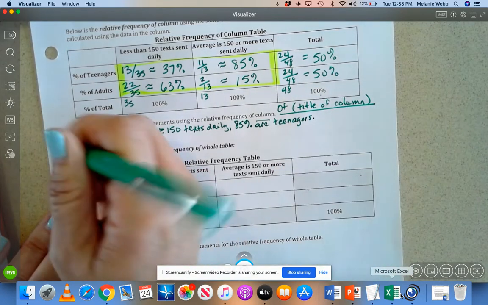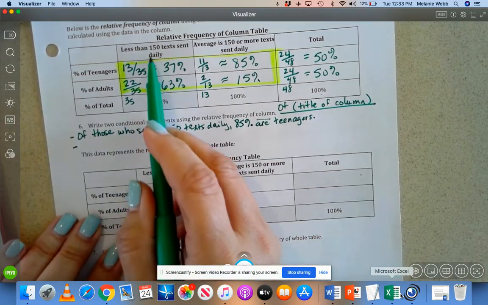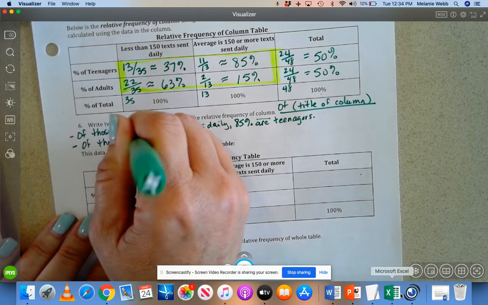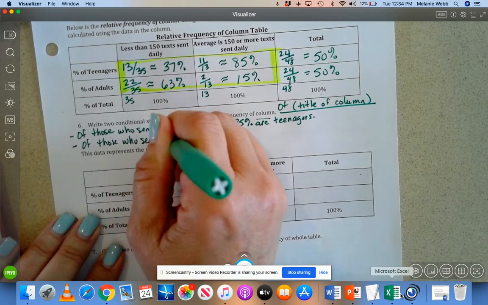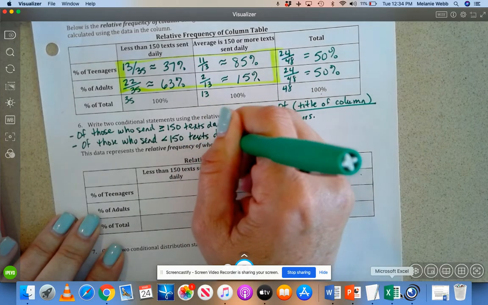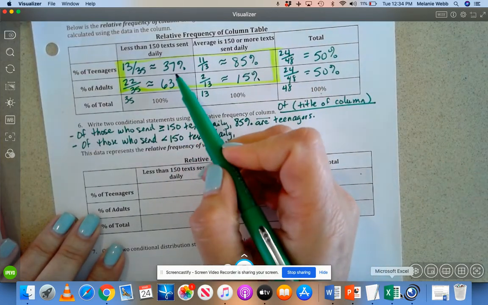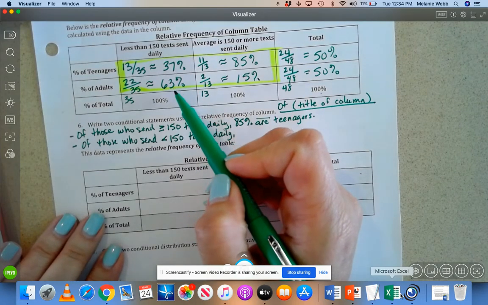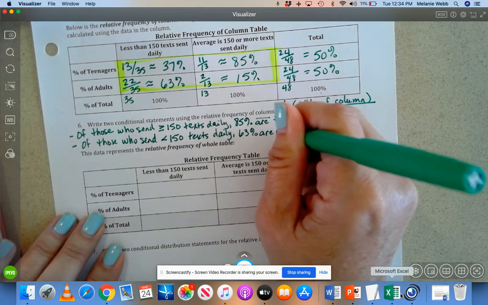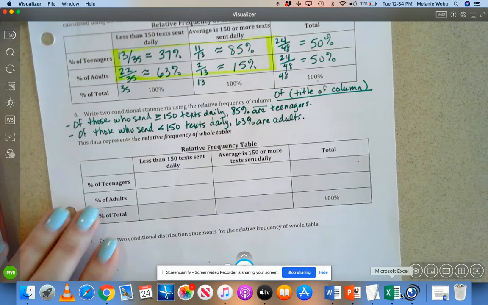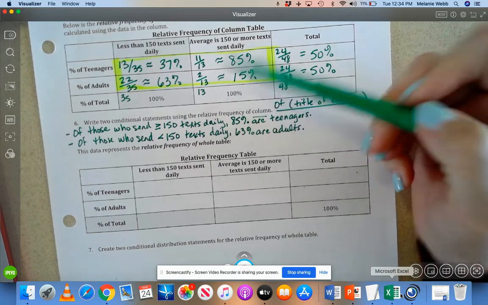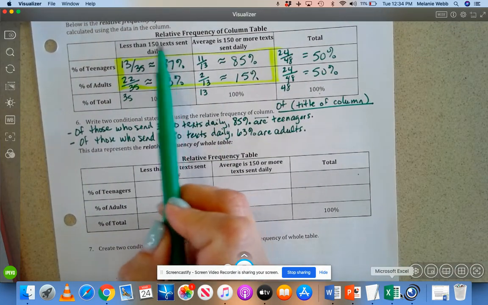Okay, I can make another statement. I can say, of those who send less than 150 texts daily, 37% are teenagers, 63% are adults. Okay, so those are statements by column. I made the percentages based on column, and then I'm using some information here. I'm starting my sentence with one of these two titles.